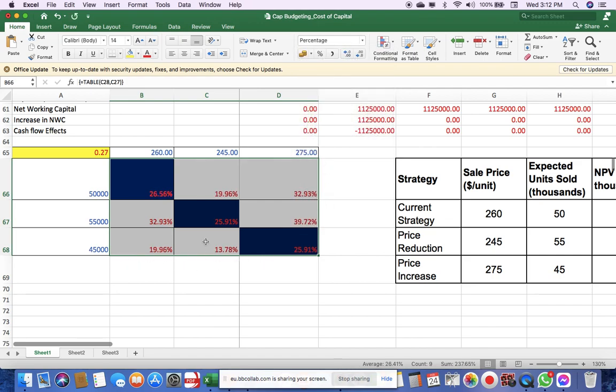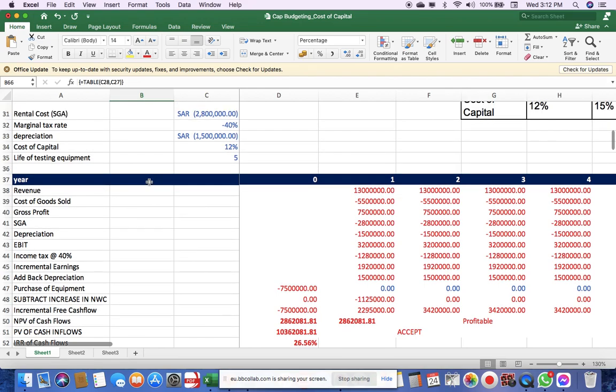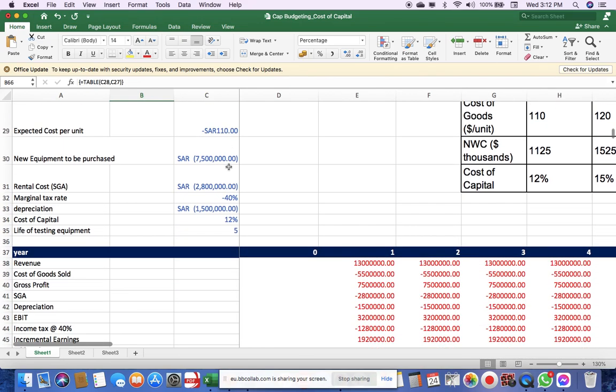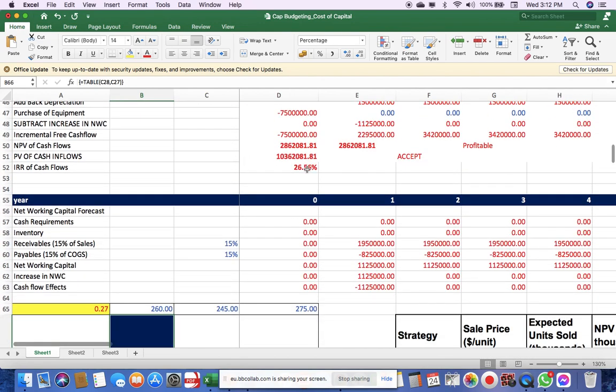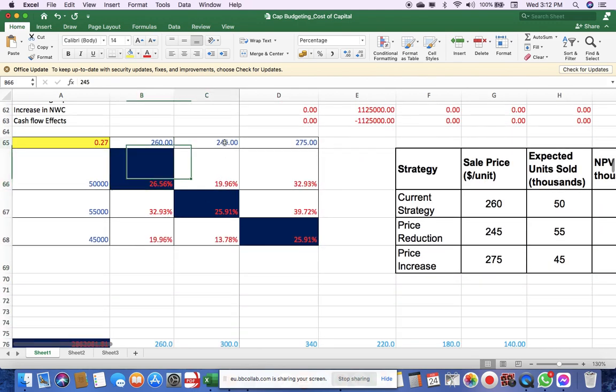See, for example, my original scenario is 260, 50,000. IRR is 26.56%. We calculated here 26.56%. If I change to 245, 50,000, my IRR will be 19.96%. See how many permutations and combinations you are giving to your management.